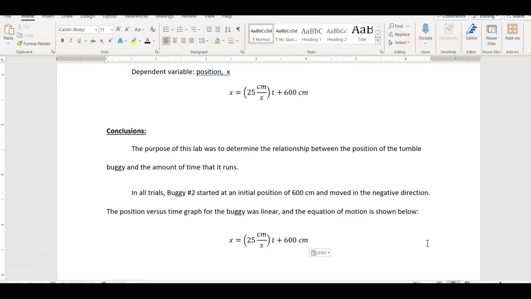Okay. Now I'm going to continue, and this is part of the same paragraph, so don't indent here. Okay. We've given the physics equation. Now we should explain what we know about this equation. And so as I'm reading this equation, the first thing I see is the slope, okay? So let's say the slope of 25 centimeters per second means that for every additional 1 second that the buggy moved, its position in, here it decreased.